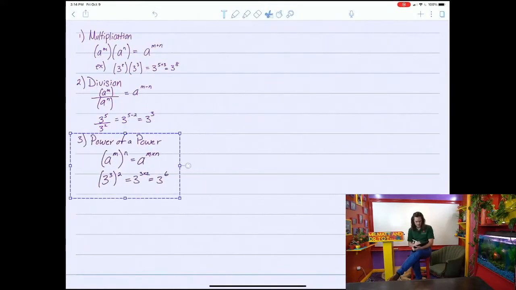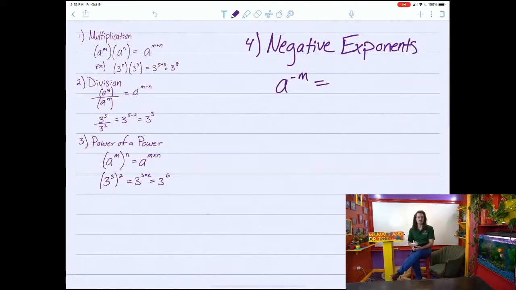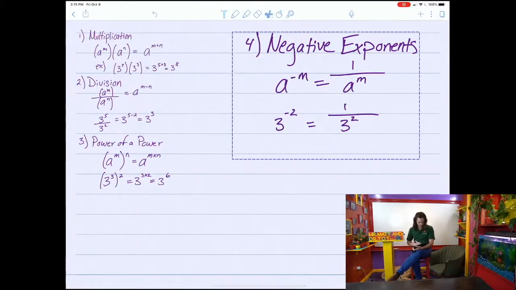Then we have a rule for negative exponents. Any number to a negative exponent is equal to 1 over that number raised to its positive equivalent. So a to the negative m power is equal to 1 over a to the positive m power. So for example, if we have 3 to the negative 2 power, we put it all over 1 and just turn the exponent positive. So that would evaluate into 1/9. If you have any questions at any point, just let me know.